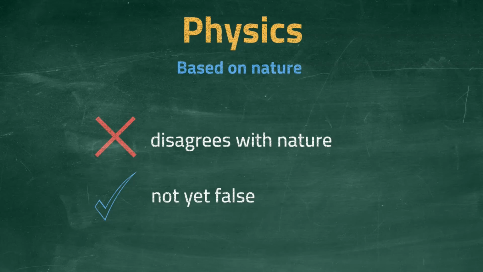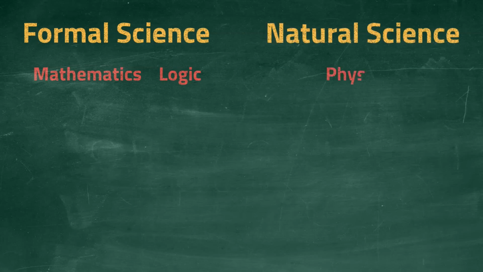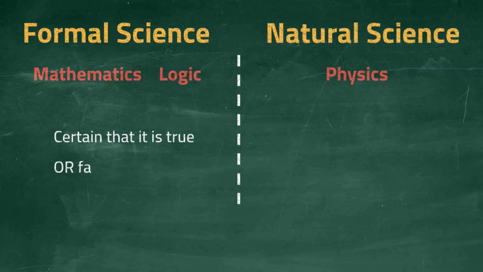Certainly, there are things in physics that we once thought were true, but now know to be false. So we can never say for certain that something is 100% right. But this is how our knowledge of natural science works. It evolves over time. This is the big difference between formal sciences like mathematics and logic and the natural sciences like physics. In maths, we can be completely certain that something is true or false, whereas in the natural sciences, we can only be completely certain that something is false.